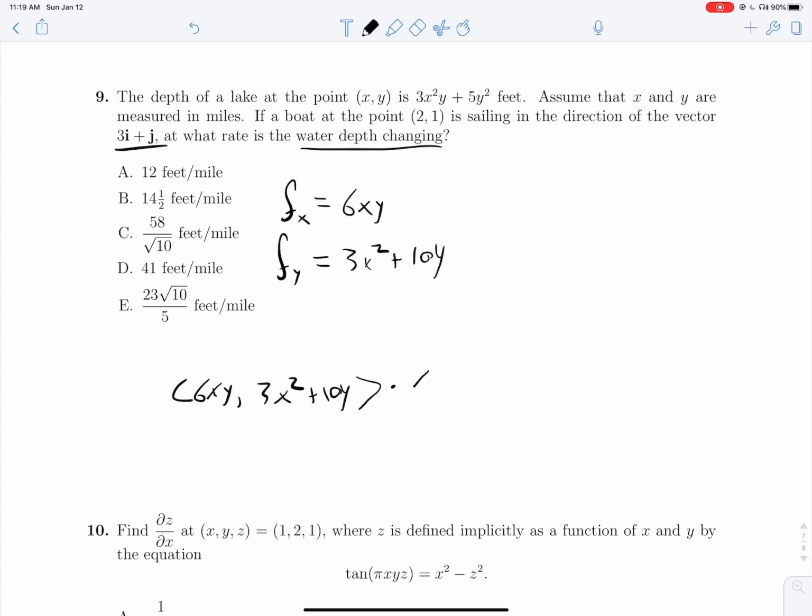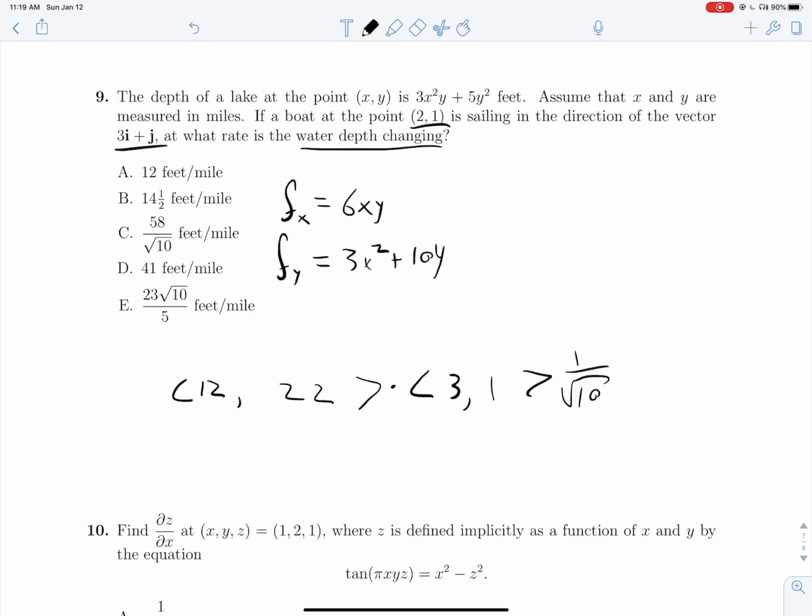We know that we're going to be dotting our gradient vector with the unit vector of the direction that we're pointing in. And so this is going to be (3, 1). The magnitude of (3, 1) is root 10. So all of this times 1 over root 10. But we still have some variables kicking around in here that we can remove because we know that we are sitting right now at the point (2, 1). So right over here we're going to get 12, and here we'll get 12 plus 10, so 22.